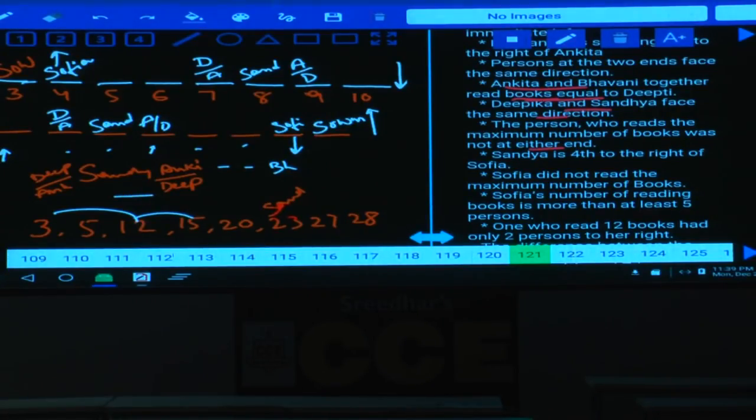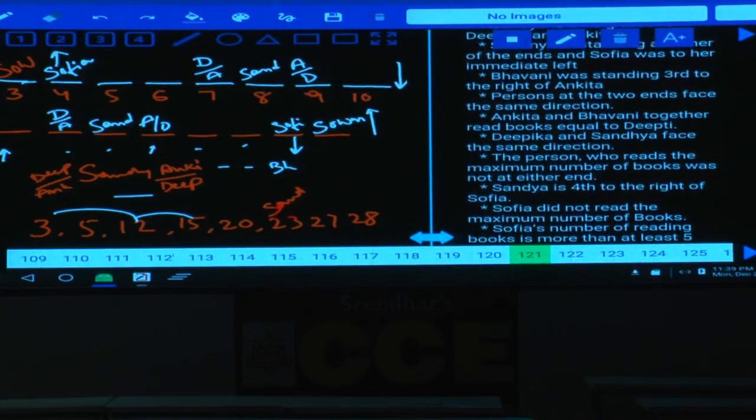Now we have one more piece of information. Regarding this Bhavani, there is information. Bhavani was standing third to the right of Ankita. Third to the right of Ankita, Bhavani is here, isn't it? Now if Ankita is here, Bhavani will be here, or if Ankita is here, 1, 2, 3, Bhavani will be here. Two possibilities based on the position of this Ankita. And similarly here also, if Ankita is here, Bhavani will be here, or Bhavani will be here. Then Ankita and Bhavani together read books equal to Deepika.